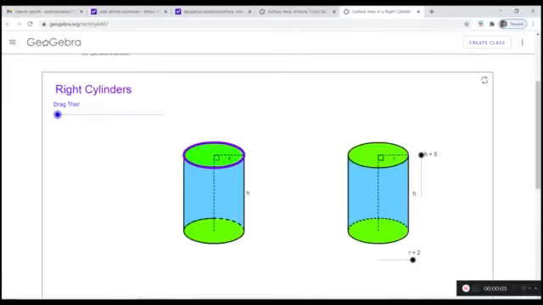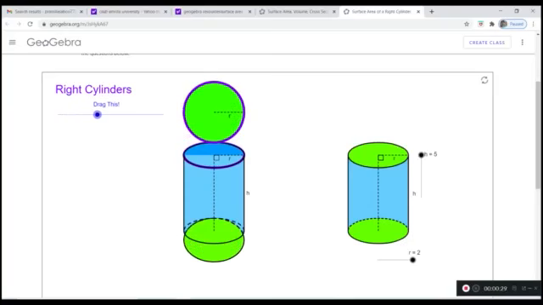So let us find the formula for the surface area of a cylinder. So this is a cylinder having height h unit and radius r unit. We have to find the formula for the surface area of this cylinder. So first we have to remove the two surfaces like this. The two circular bases are removed.